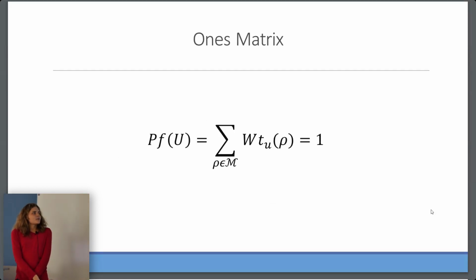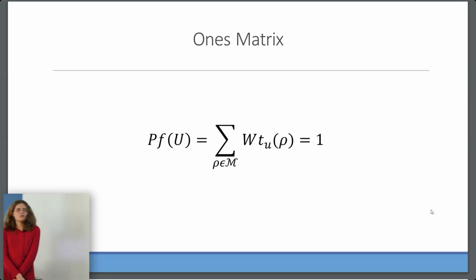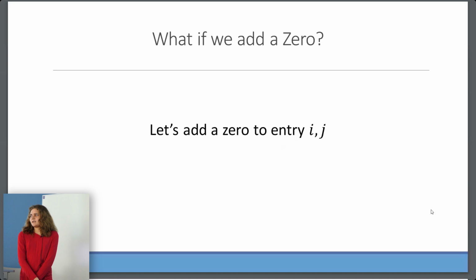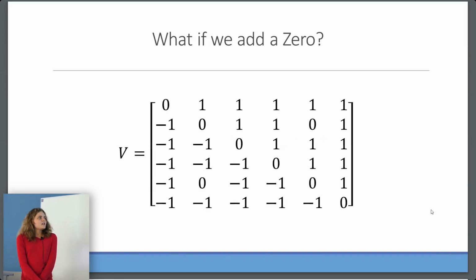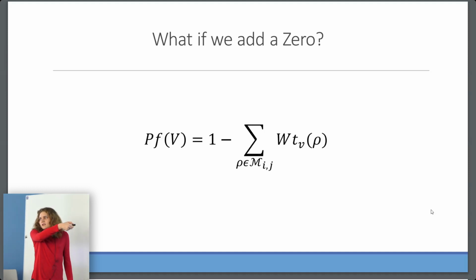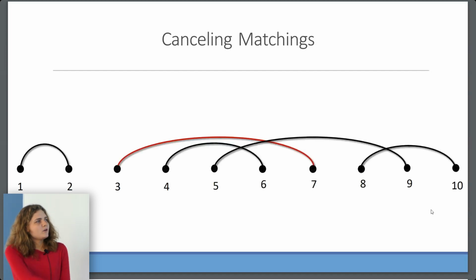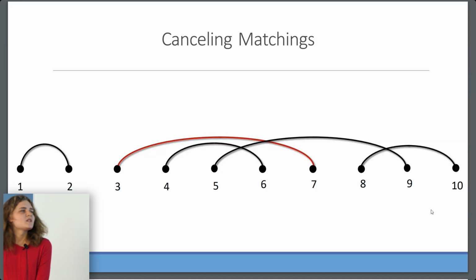So remember with our ones matrix, if you add up the weight of all those matchings, you got 1. Well, now we're putting a 0 in the ij entry, which means that we have to take away the contribution of all the matchings that contain the chord ij. So our Pfaffian is going to be 1 minus the sum of the weights of all the matchings that contain ij. So let's say that my 0 chord is 3 to 7. This matching here contributes nothing to the Pfaffian because it's got 3, 7 in there, and I've decided to put a 0 in the 3, 7 spot.